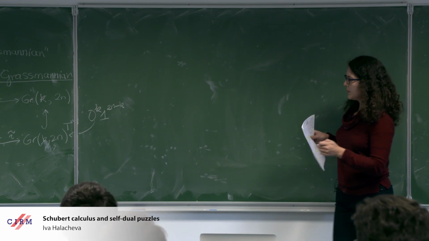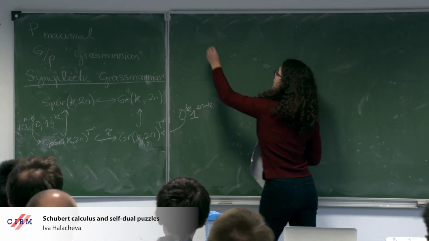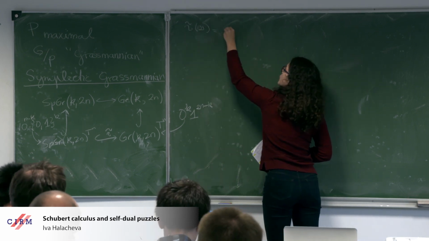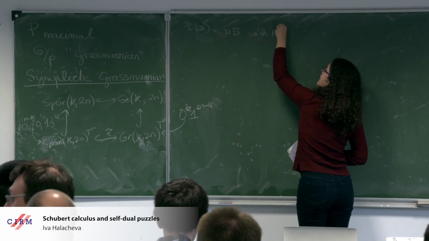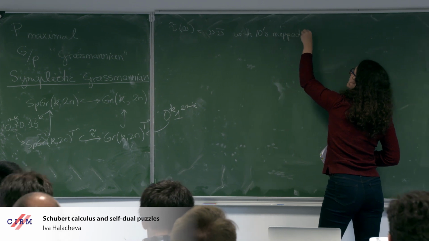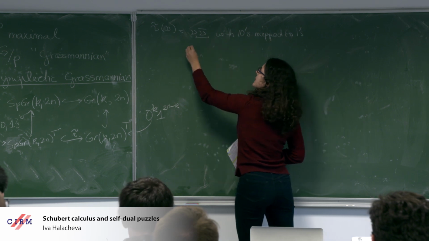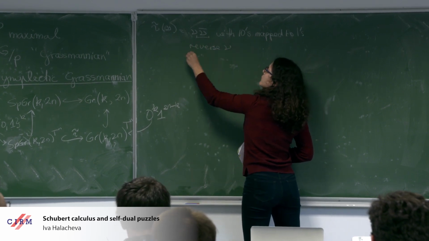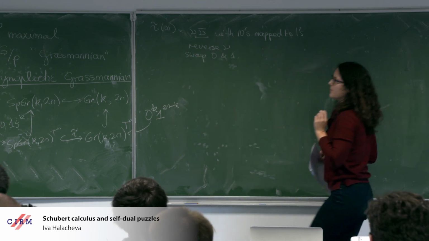And let me just tell you what this inclusion map iota tilde is. So iota tilde of such a string takes it to nu bar with 10s mapped to 1s, where nu bar means reverse nu and swap 0 and 1.